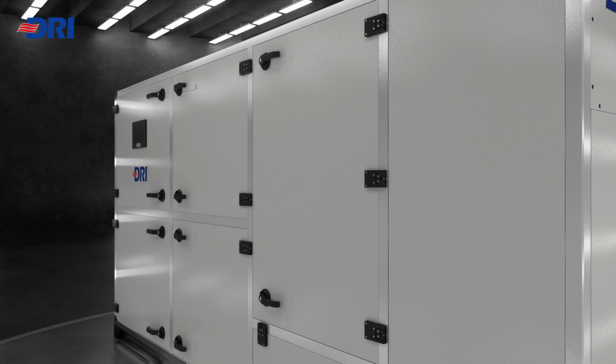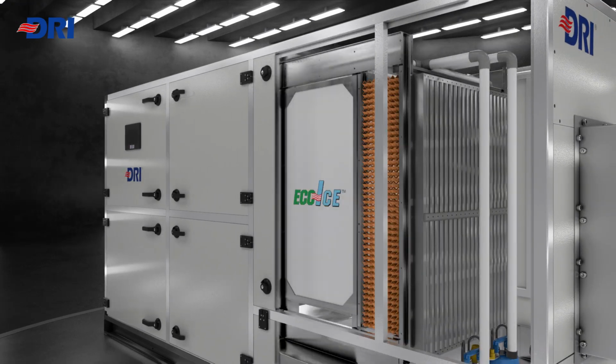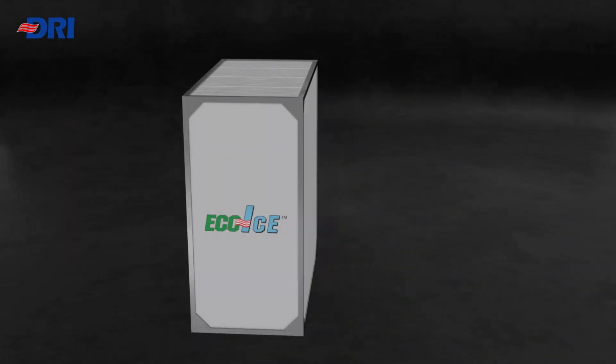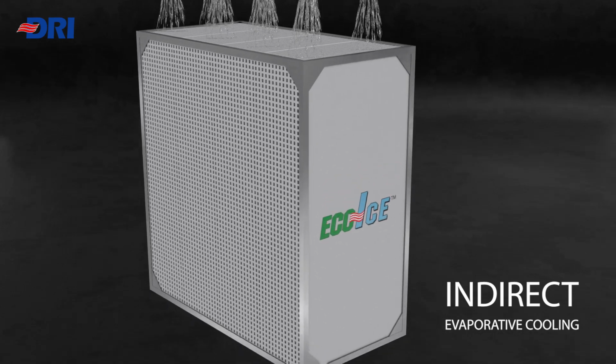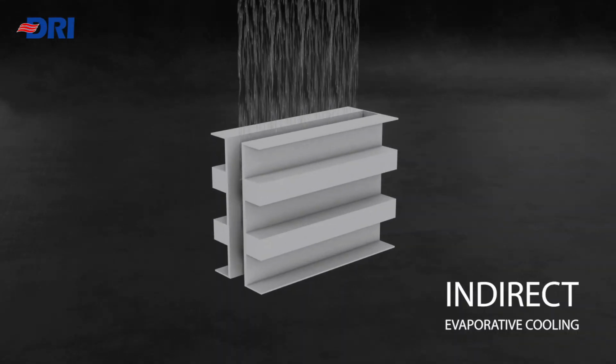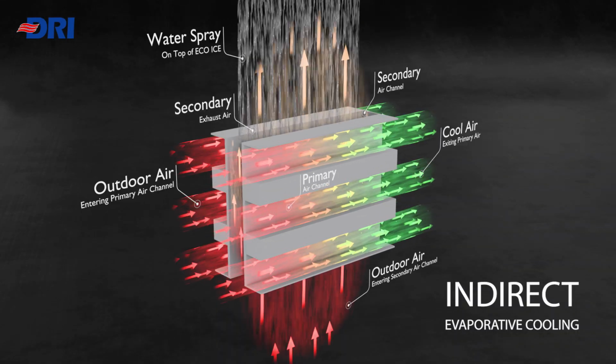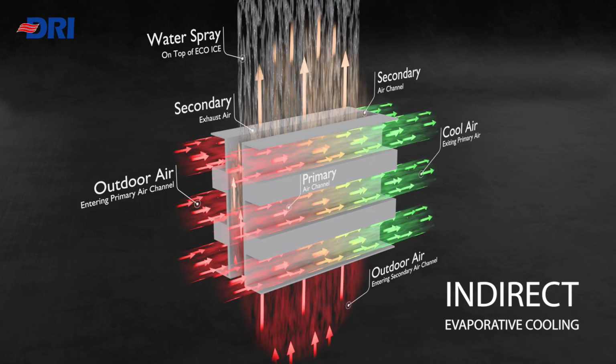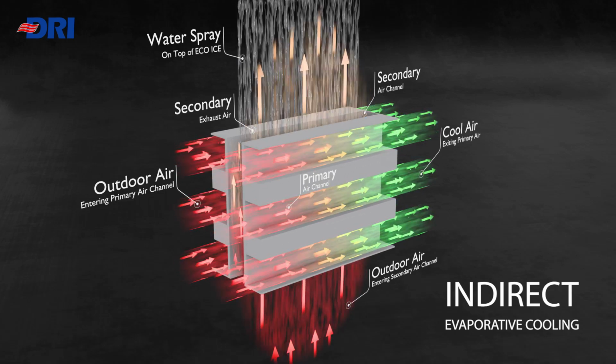The cooling process begins with indirect evaporative cooling. Warm, dry outside air is drawn into the IDEC unit. Inside the high-efficiency Eco-Ice core, this air is divided into primary and secondary streams. Both air streams run in separate, dry and wet channels in the heat exchanger.